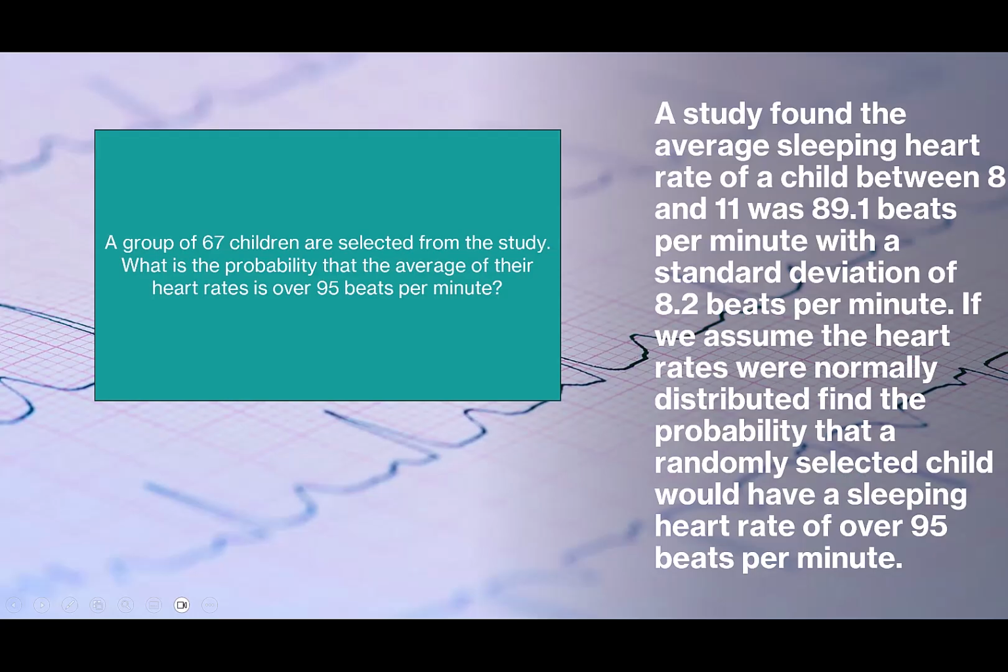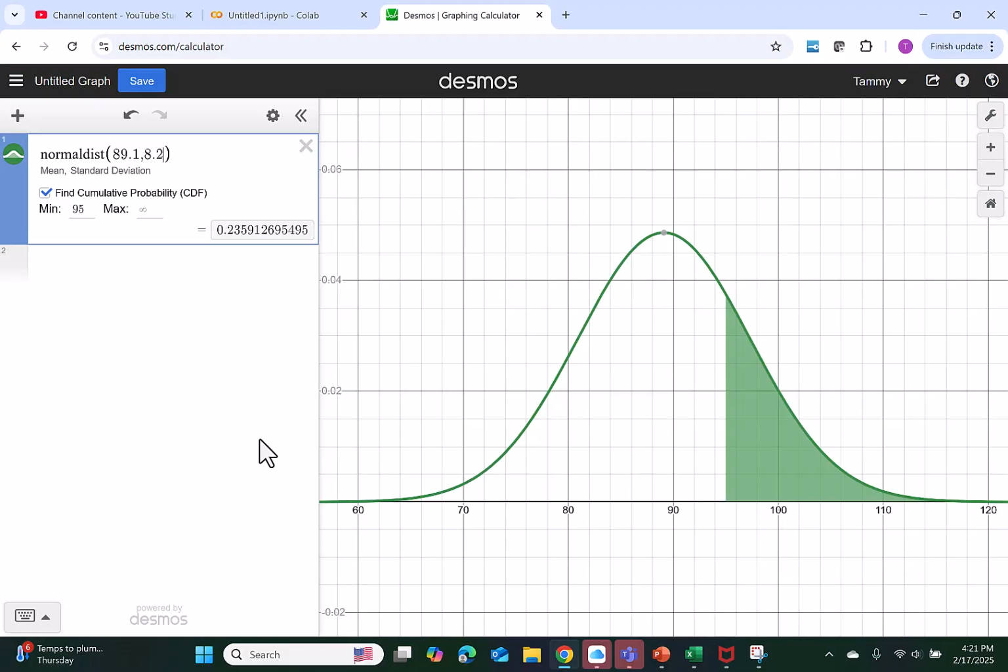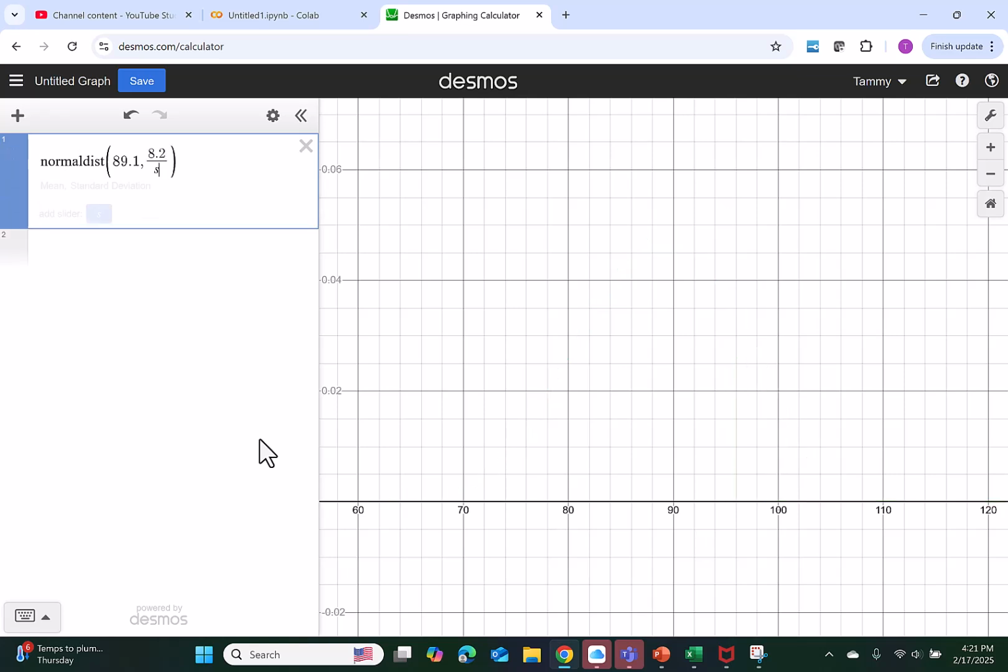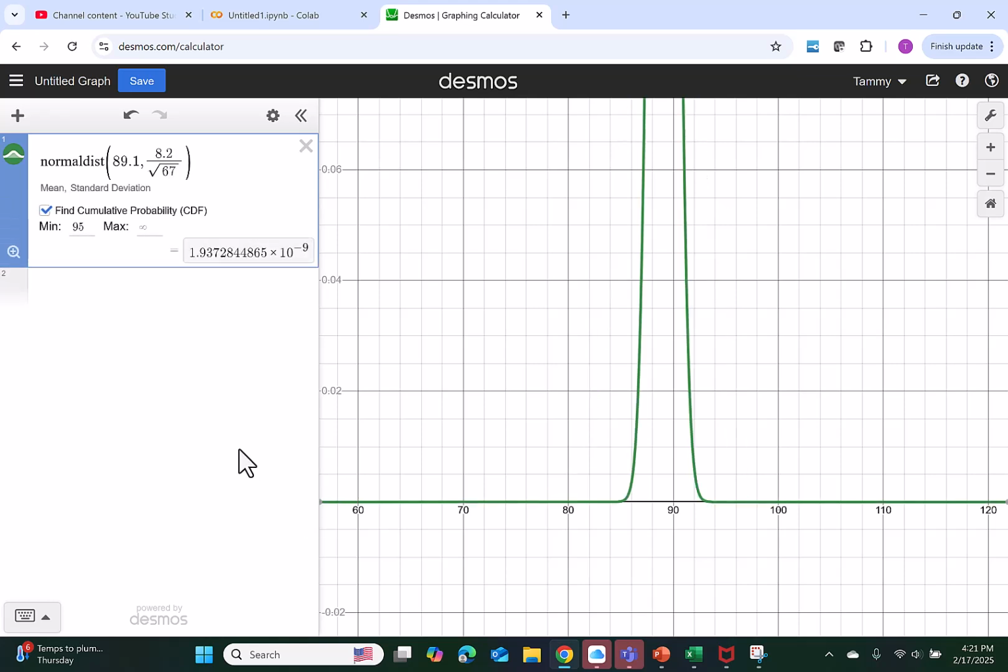Let's say a group of 67 children are selected from this study. What's the probability that the average of their heart rates is over 95 beats per minute? We go back to Desmos and we want to change standard deviation to standard error of the mean. We're going to divide by the square root of 67. This gives us a very, very small number. It says 1.937 times 10 to the negative 9.